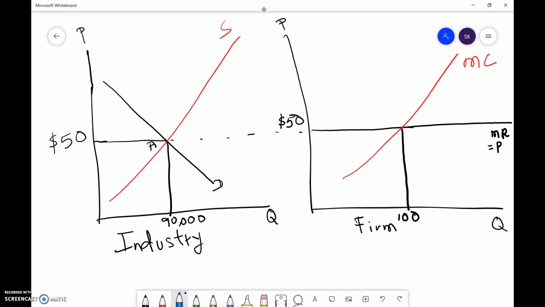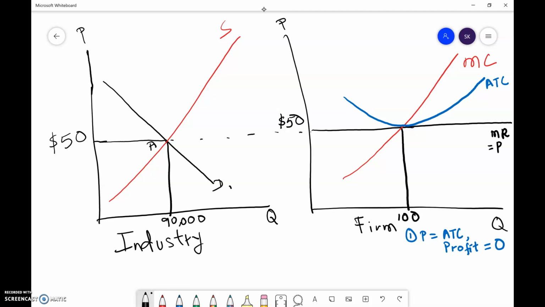And I have the average total cost curve here, and as you can see, the price line is intersecting the average total cost curve. So initially the price is equal to average total cost. This is a break-even situation, and profit is equal to 0.